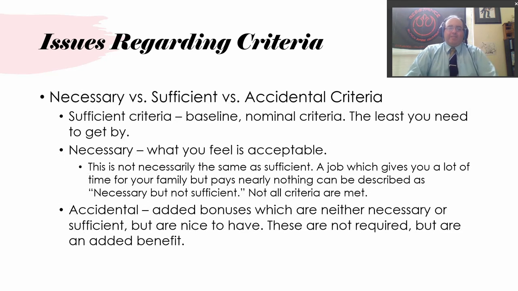There's also three types of criteria that wind up arising when you think about an evaluation. We have three types of criteria: necessary, sufficient, and accidental. Now, what's the difference between the three, you're asking? First off, sufficient criteria. This is baseline nominal criteria. It's the least that you need to get by. It's basically what you need in order for it to qualify as something of that category.